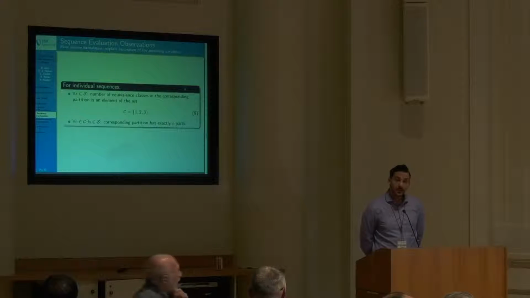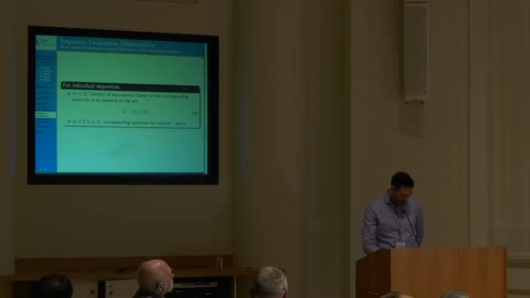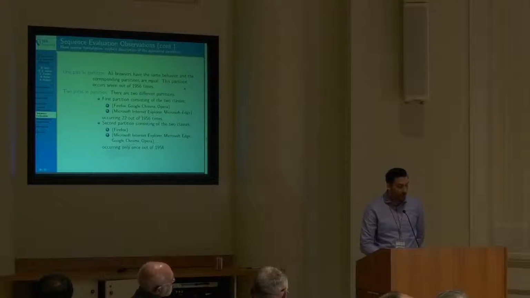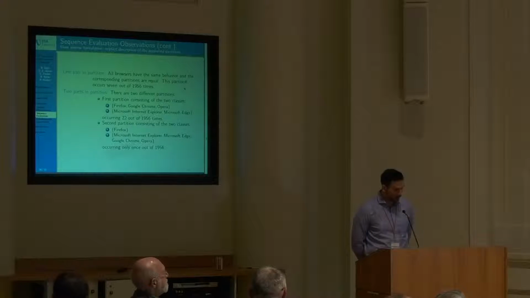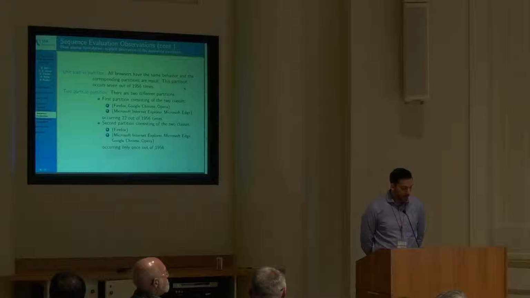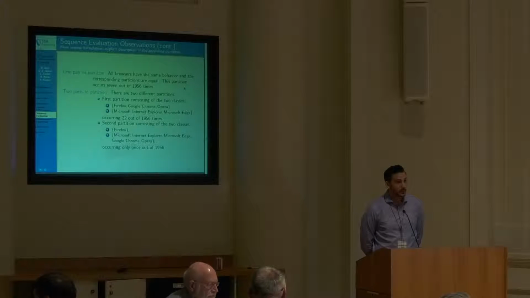Now, when we look at the individual sequences, we see always either 1, 2, or 3 parts in the partition. And for all of these numbers, we have at least 1 sequence where this number of parts occurs. We can make this statement more precise. We have 7 sequences where all browsers behave the same way.